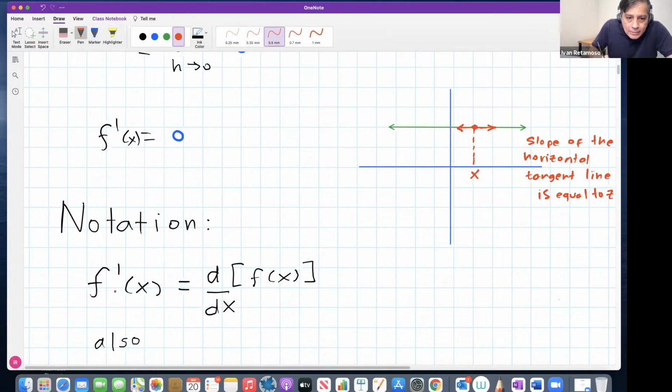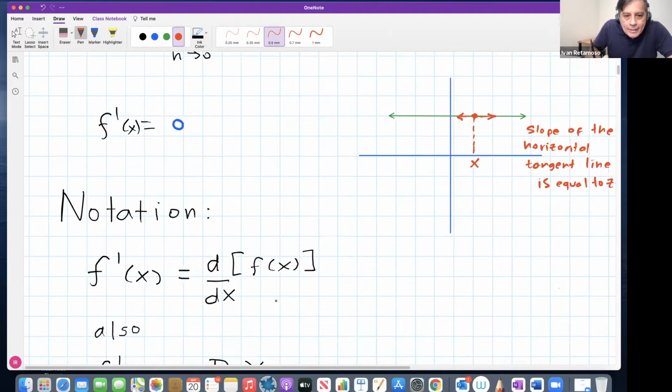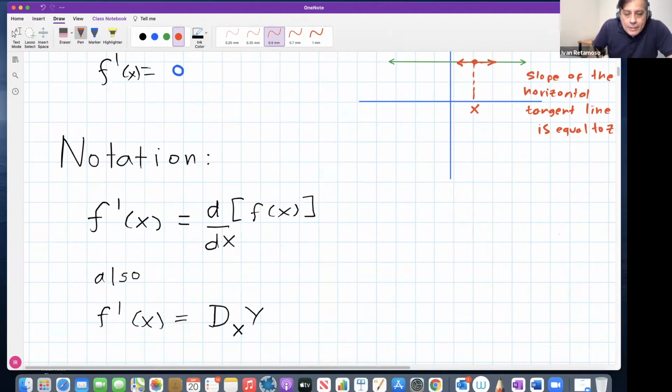But it's equivalent to this. For the formula that I'm going to state, this notation is better. You will see. Also, there is this other notation, capital D, y here for the function, and then x on the bottom to specify that we are taking the derivative with respect to x.